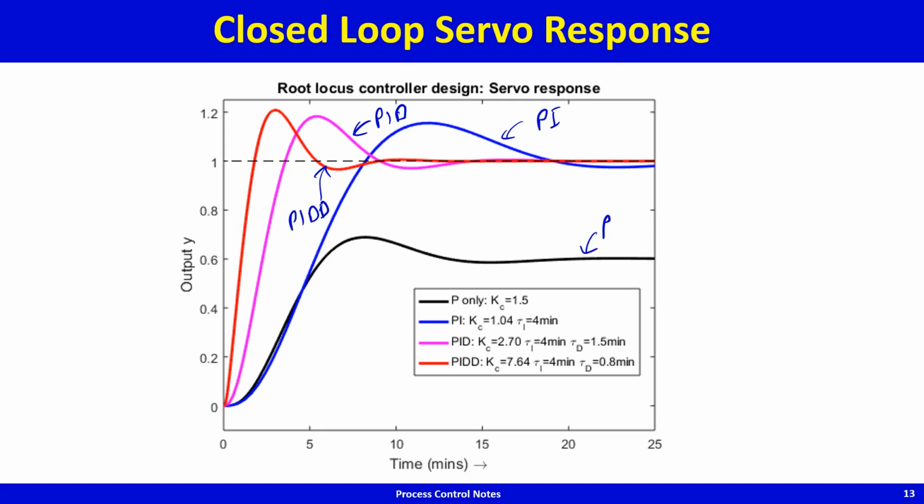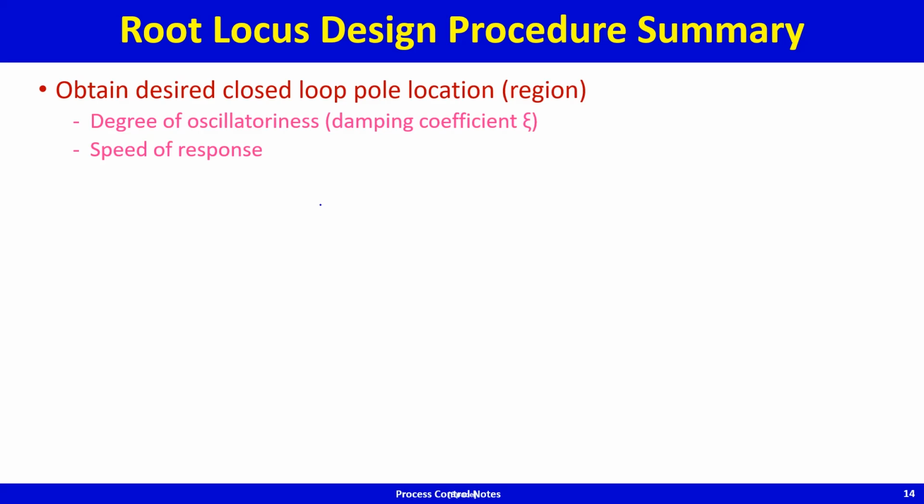So this is all that I had to tell you, and this brings us to the end of this lecture. To summarize what we have seen, the procedure is very simple. The first thing you need to do is obtain desired closed loop pole location. If you don't have any such specification, how fast should it be, how slow should it be, then you just put a P controller.